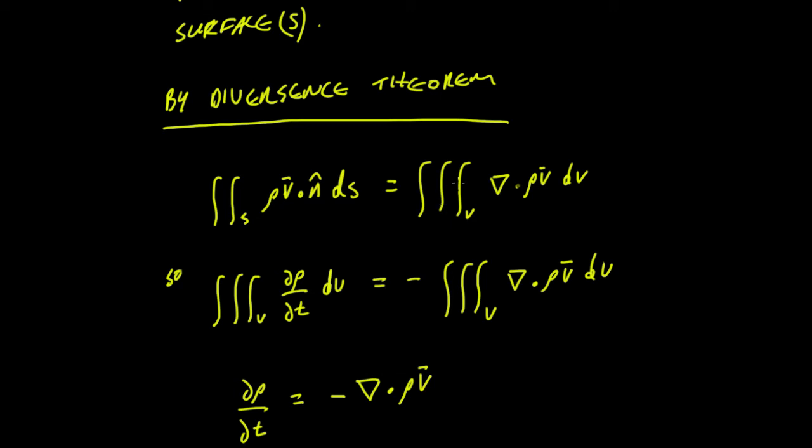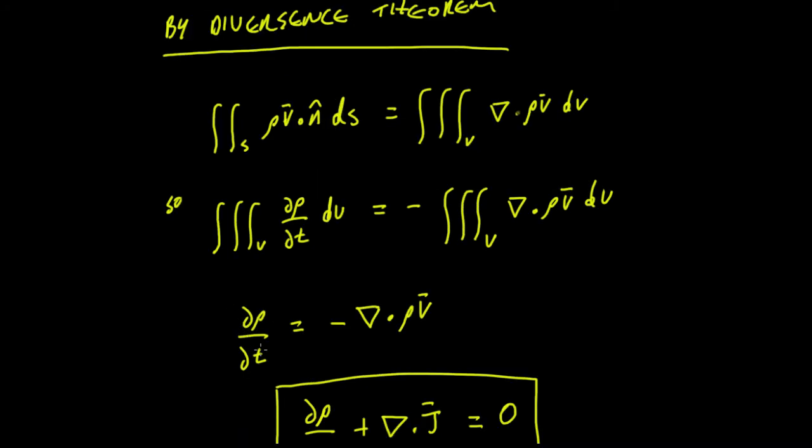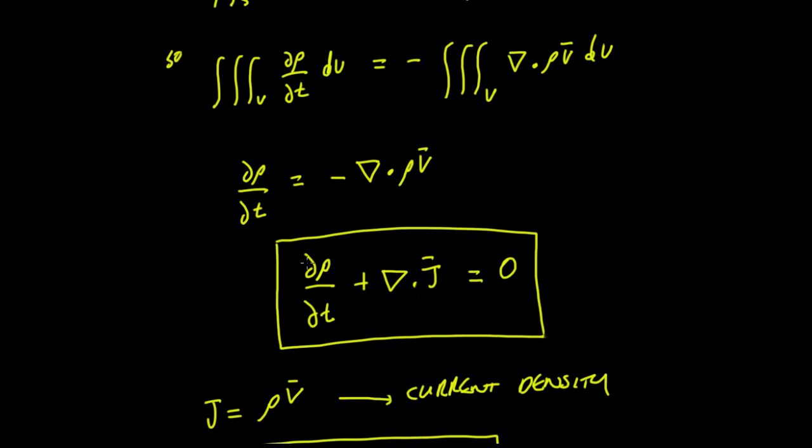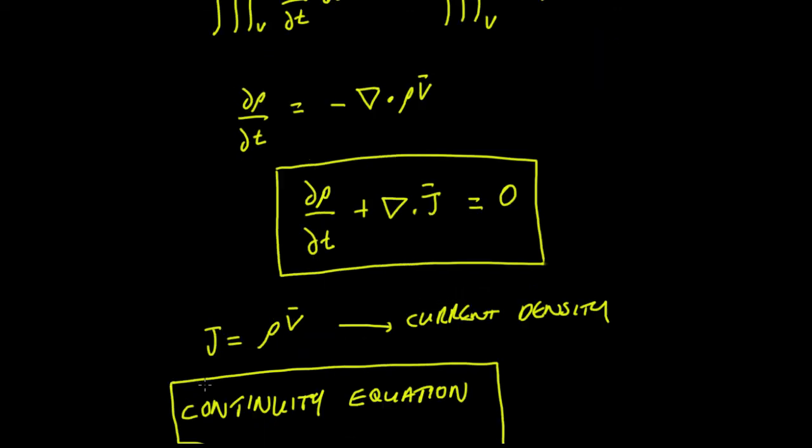This entire stuff in the volume is going to be replaced by del dot rho v via the divergence theorem. Then we can rewrite this in this form here, and the triple integrals disappear, and we're left with partial rho by partial t equals minus del dot rho v. So we can rewrite this equation, bringing this across: partial rho by partial t plus del dot j equals 0, where j equals rho v is the current density. Now that's quite a quick talk through, and that's called the continuity equation.